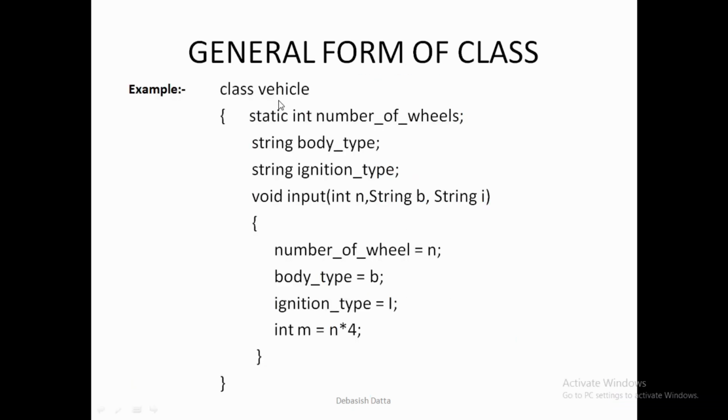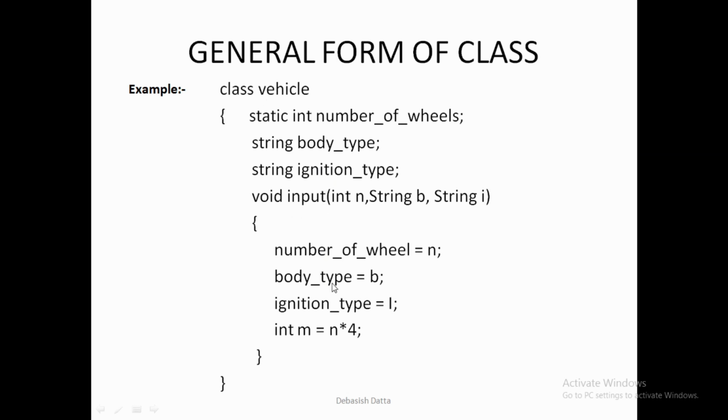For example, suppose we want to define a simple class vehicle which consists of 3 member variables. You can see the names of the member variables: number of wheels, body type, ignition type, and int, string, and again string are the data types of these member variables. And one method, namely input, is defined inside this vehicle class. As you can see, the member variables are those variables which are defined inside the class but outside the methods which are defined inside the same class.